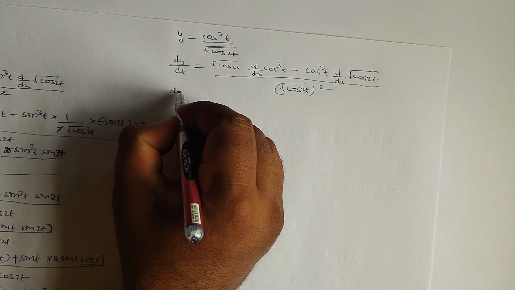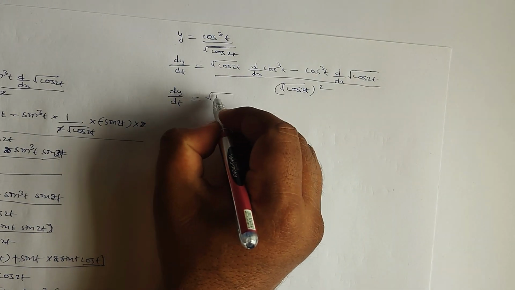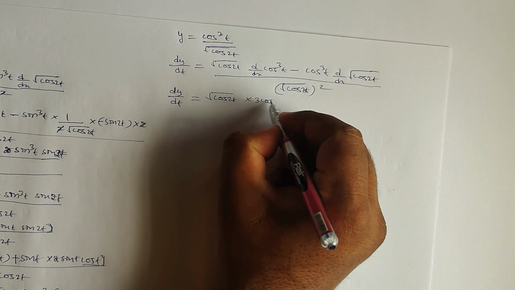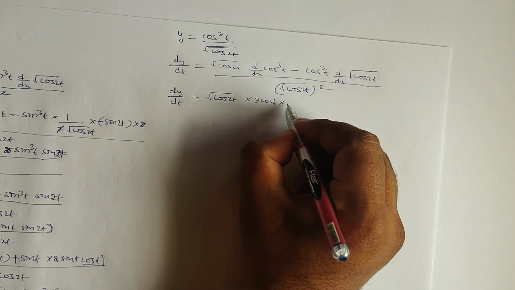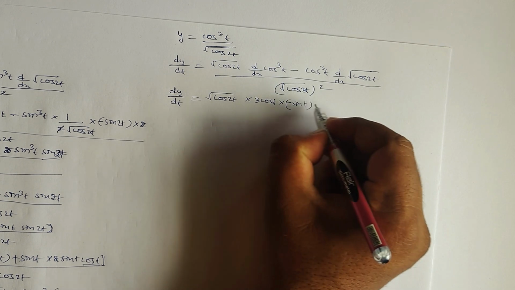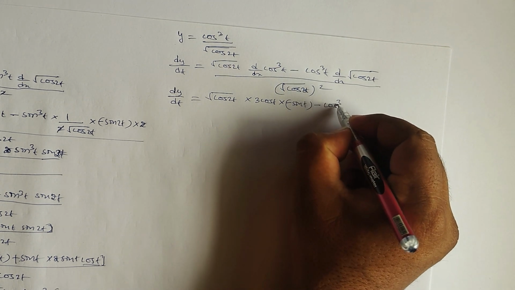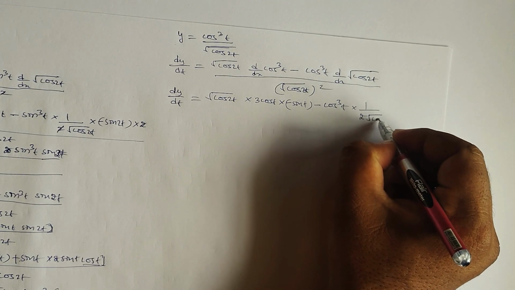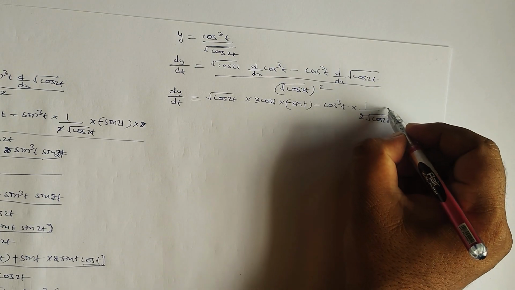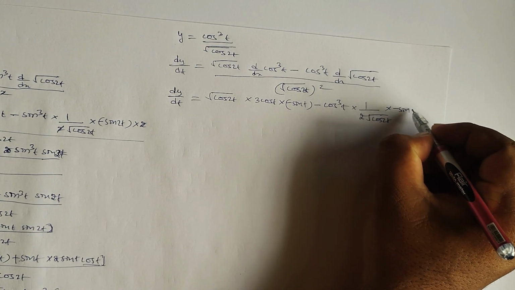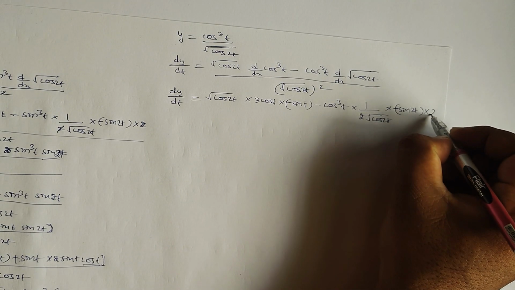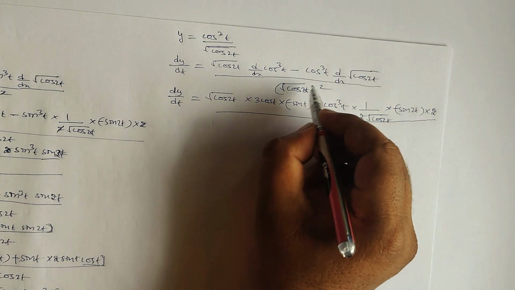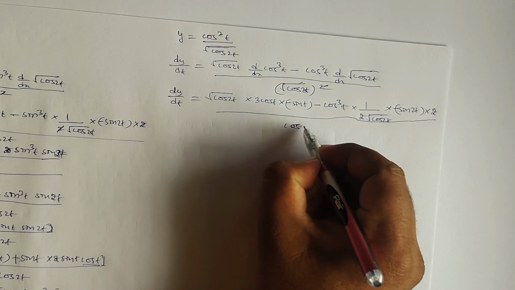That is equal to dy by dt equal to root cos 2t and derivative of cos cube t, that is 3 cos square t into, again derivative of cos becomes minus sin t, that bracket minus cos cube t, and derivative of root x becomes 1 by 2 root cos 2t. Right, root x derivative, here cos 2t, that becomes minus sin 2t, and again 2t derivative becomes what? 2. Okay, divided by, square root cancel, cos 2t.